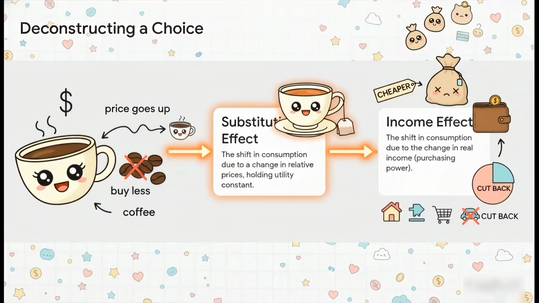You substitute. But there's a second piece, the income effect. That price hike means your money doesn't go as far as it used to. You are effectively a little bit poorer. So you just cut back on everything, including coffee. The total change is just those two effects added together.